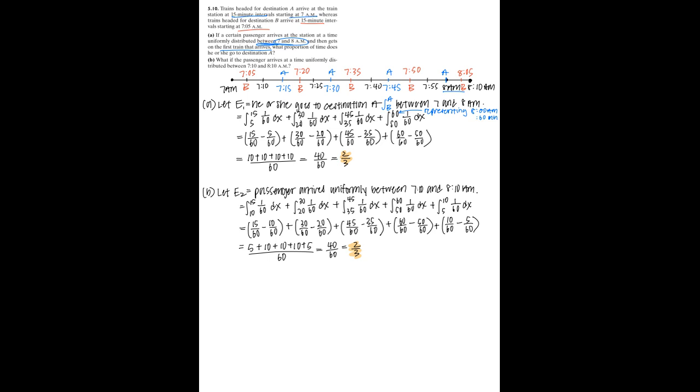And then B, what if the passenger arrives at a time uniformly distributed between 7:10 a.m. and 8:10 a.m.? So the proportion is the integral from 10 to 15 of 1/60 dx plus the integral from 20 to 30 of 1/60 dx plus the integral from 35 to 45 of 1/60 dx plus the integral from 50 to 60 of 1/60 dx plus the integral from 5 to 10 of 1/60 dx, which is 2/3 as well.